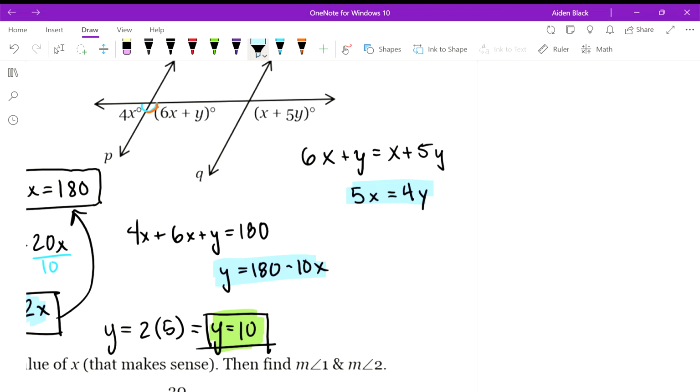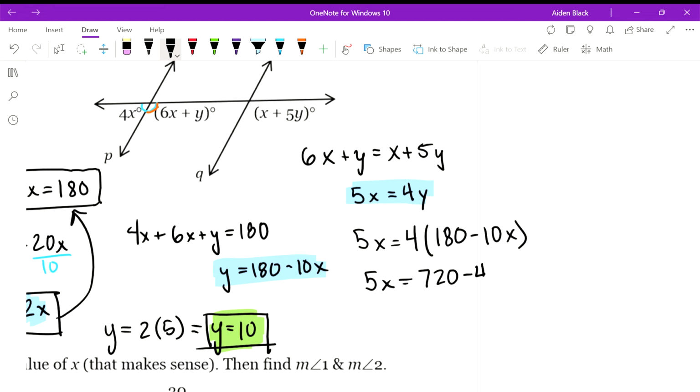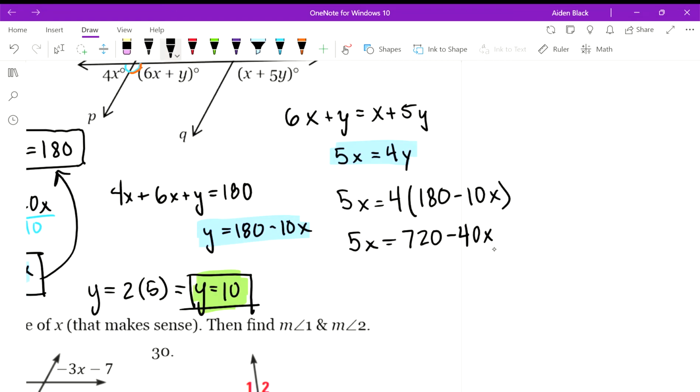I think I might just use this one and plug what y is in for this. So 5x is equal to 4 times 180 minus 10x. Now this equation is just in terms of x, so that means I can solve for x. 4 times 180, that's 400 plus 320. 4 times 10x is 40x. If I add 40x to both sides, I get 45x equals 720.